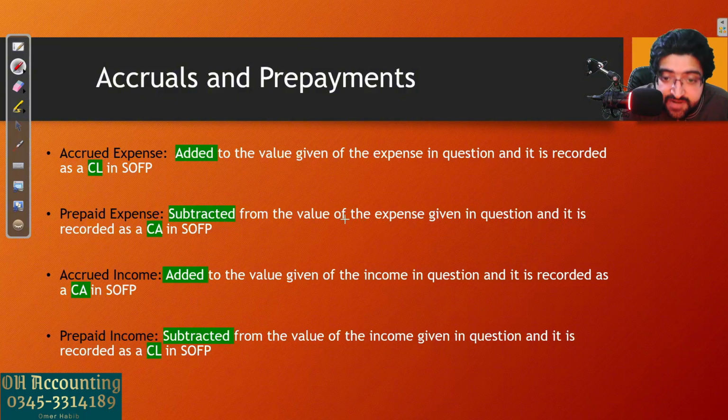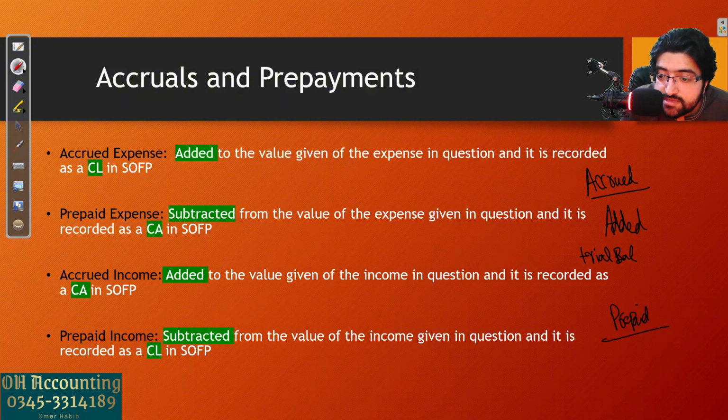Prepaid expenses are subtracted from the value of the expense given in the question and are recorded as a current asset in SOFP. Okay, you can read all this. I have told you about this already in detail. But remember, accrued amounts are always added. A for accrued, A for add. Accrued amounts are always added to the values given in the trial balance, and prepaid amounts are always subtracted from the values given in the trial balance.